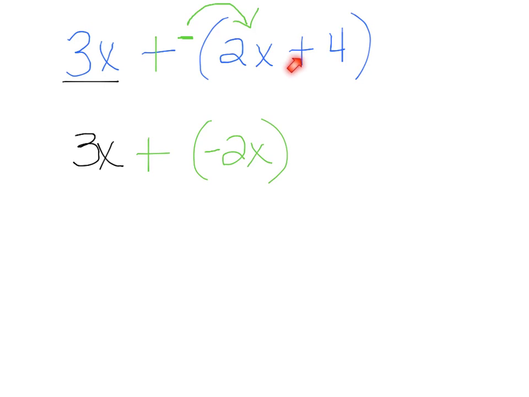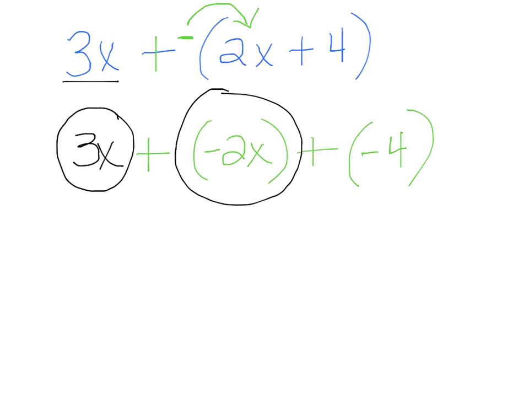Okay, then I have plus, so I better write plus down. And then I need to do the opposite, here's the opposite of 4, which is negative 4. Okay, so now I still just need to do a little more simplifying. Let's put our x's together. So 3x and negative 2x. Well, 3 plus negative 2, that would just leave me with 1x plus my negative 4.